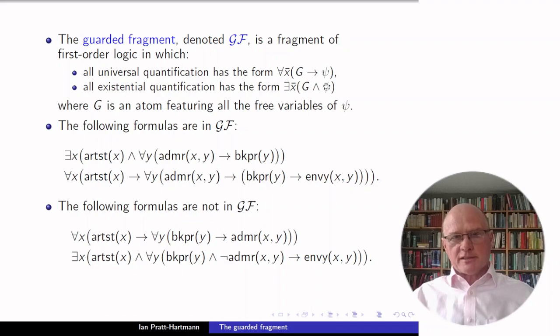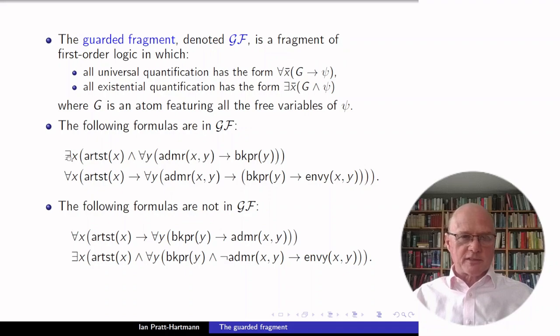Similarly for existential quantification, but here we assume that the formula to which the existential quantification is applied has the form of a conjunction, where the first conjunct is an atom containing all the free variables of the second conjunct. So let's have a look at some examples here. These two formulas that I'm pointing to now are in the guarded fragment.